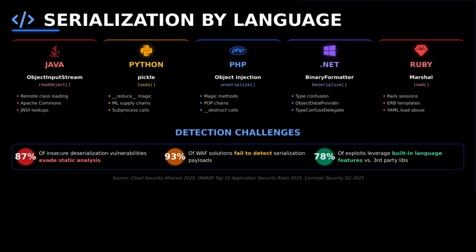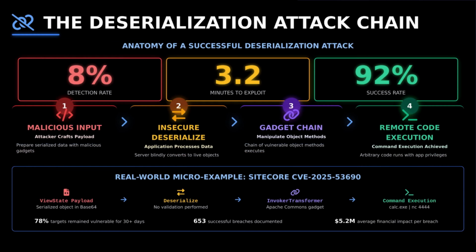Detection? Poor. 87% evade static analysis, 93% bypass WAFs, and most abuses rely on built-in language features. In other words, this is everywhere and almost invisible. Let's make this concrete with a real-world micro example and the canonical deserialization attack chain.